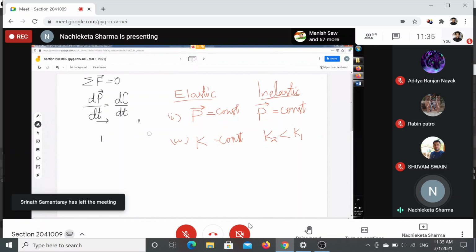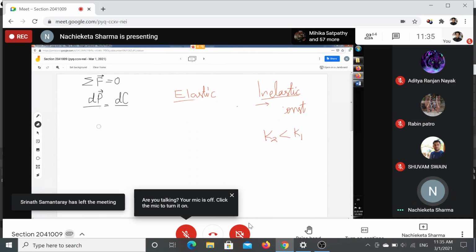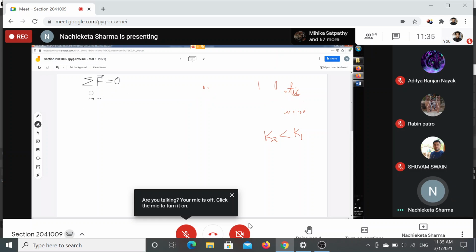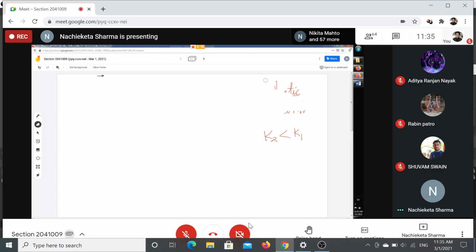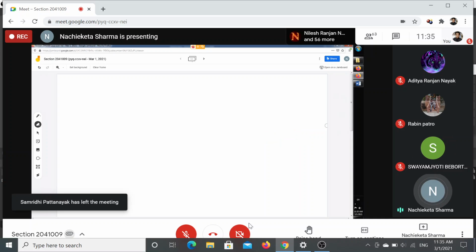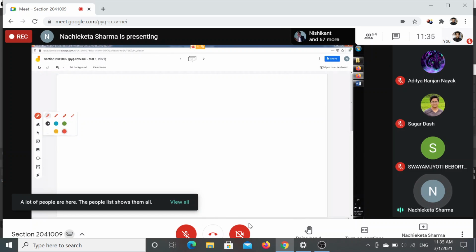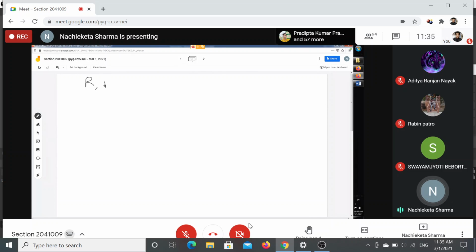This is a system which consists of two things. What are those two things? Rifle and bullet. Good, very good. You should respond. So the system is rifle and bullet. Then which concept of physics will I apply to this problem? Conservation of momentum.